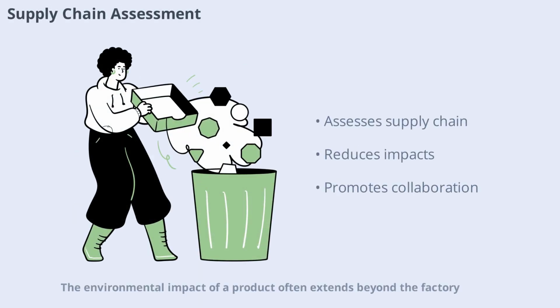The environmental impact of a product often extends beyond the factory. LCA helps engineers assess the entire supply chain, from raw material extraction to transportation and distribution. By working with suppliers and partners, organizations can reduce impacts throughout the value chain and achieve greater sustainability.